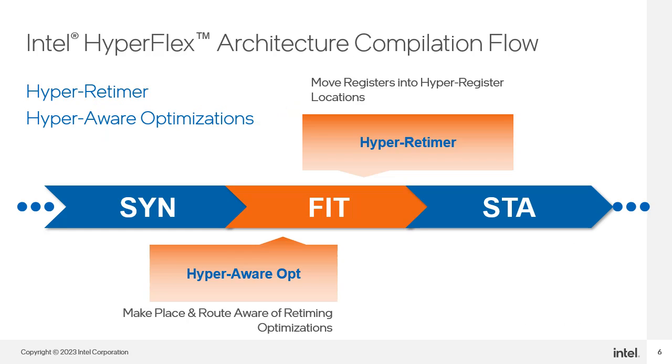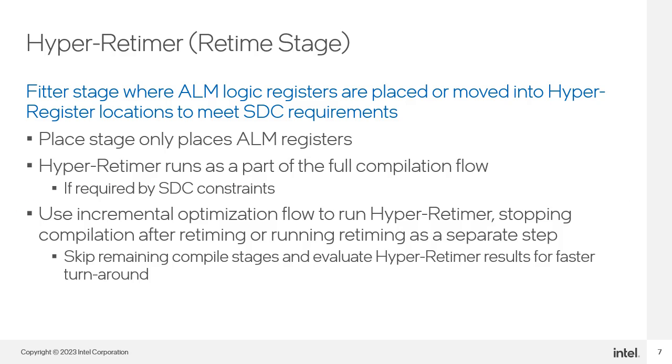To support the use of hyperregisters, the Quartus Prime software compilation flow adds two new hyper-aware features, the Hyper-Retimer module and Hyper-Aware optimizations. Both hyper-aware features run as part of the FITR module during compilation. The Hyper-Retimer is the stage of the compilation flow during which registers in adaptive logic modules, or ALMs, are moved into hyperregister locations. The Hyper-Retimer is on by default in the Quartus Prime software.